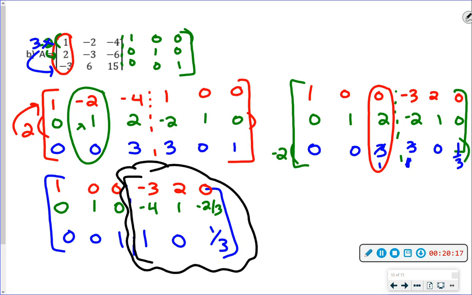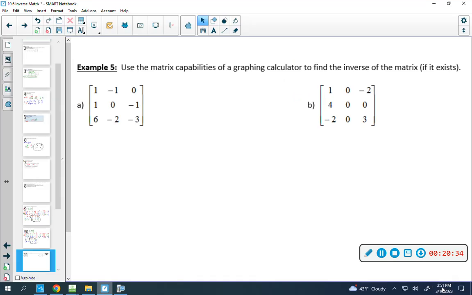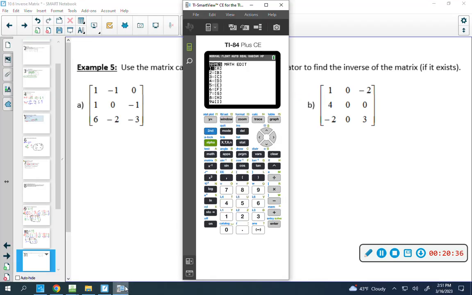So that Gauss Jordan, an inverse of a 3x3, if you ask me, is the worst thing you have to do this chapter. Now, let's show you how to do it. We could have done that all in our calculators, of course. So let's do our calculators. All right, pull up your calculator. You know the drill.